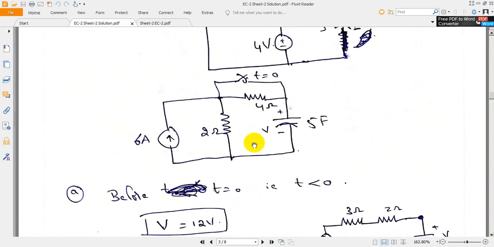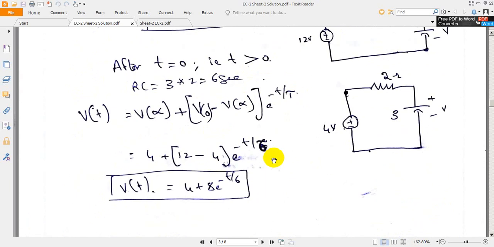Coming to the B part of the question, we are having a current source, resistance, and here a switch. Initially it is open and later on the switch is closed. When it is closed, this will be short circuited. We will see how to proceed.